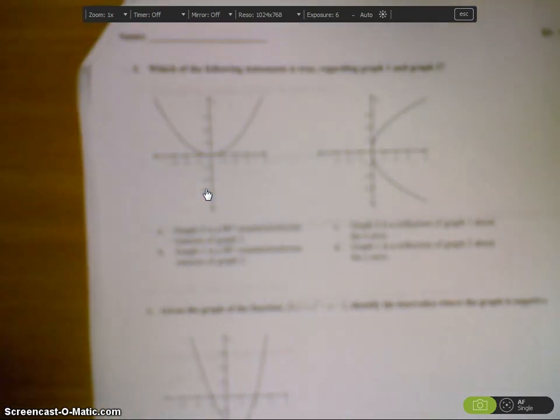Oh, can we see that? Let's see if I can get that to focus in quickly. Come on.